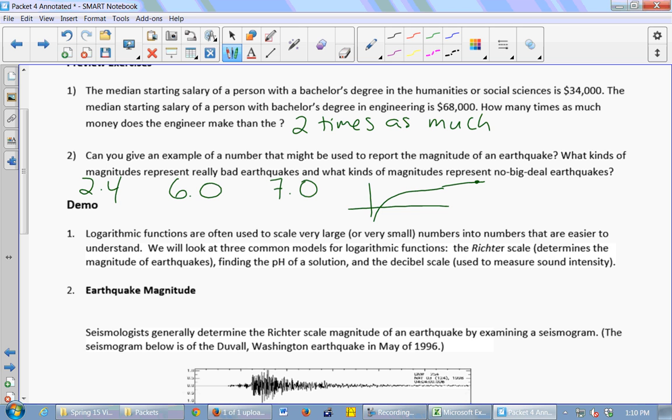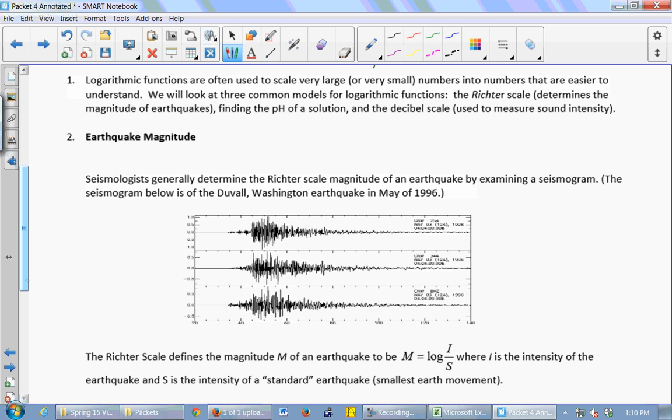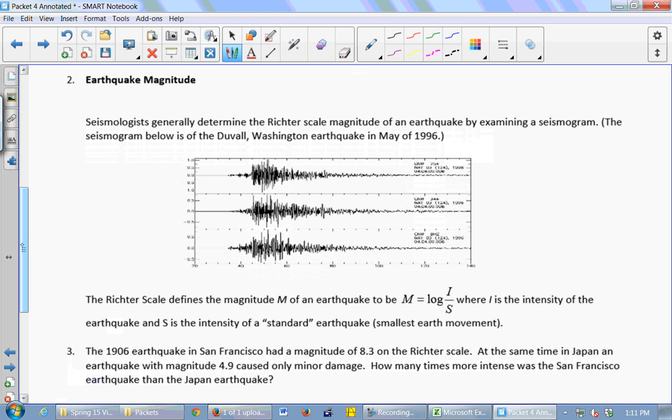Well, similar processes are involved with the Earth, right? Okay, so log functions are often used to scale very large or very small numbers into numbers that are easier for our brains to digest. So we're going to look at 3 common models for log functions. The Richter scale we'll do together, and then you're going to look at pH and the decibel scale in the class activities. All right, so earthquake magnitude.